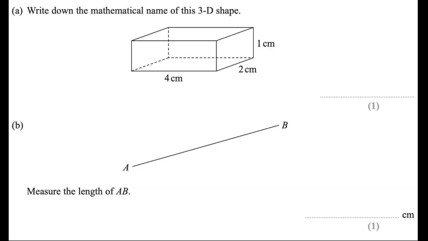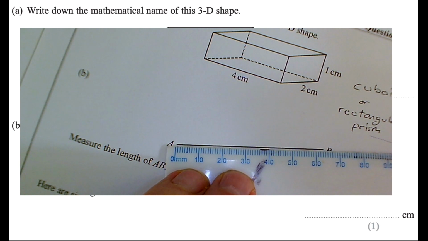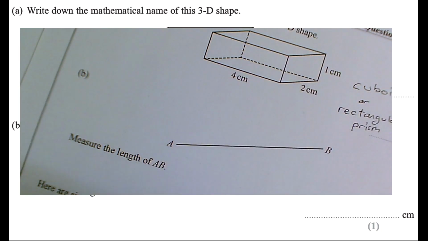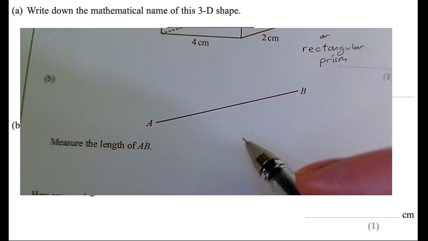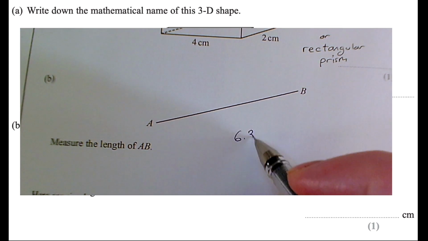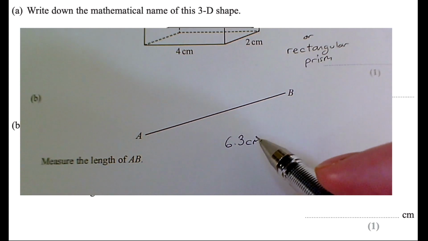The next one, measuring. These can be a bit problematic when you're printing off exam papers because it might be that your PDF is not the same scale as the exam paper. So I'm reading that as about 6.3 centimetres, but I wouldn't be surprised if that's a bit different from what the answer is when I come to it. But that's what I read.